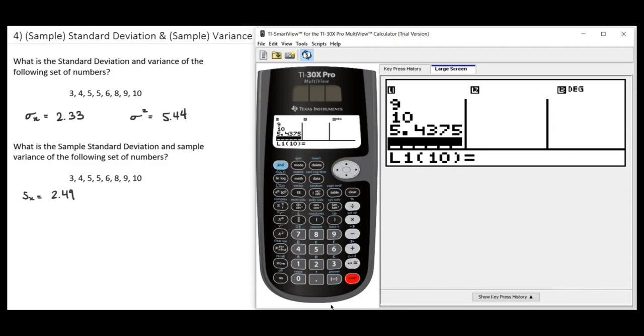Unfortunately, it made a new number on the set of data, so we need to delete that. We can do that by going up and pressing delete. So we're back to the original set of numbers.